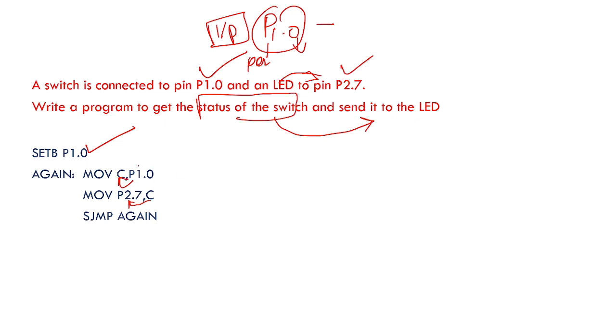That's why, see, first we monitor port 1.0 and send it to C. From C, again I send it to 2.7, because 2.7 is the pin where the LED is connected. Then short jump again, so it goes back to the label and repeats this process. Okay, this is the logic.